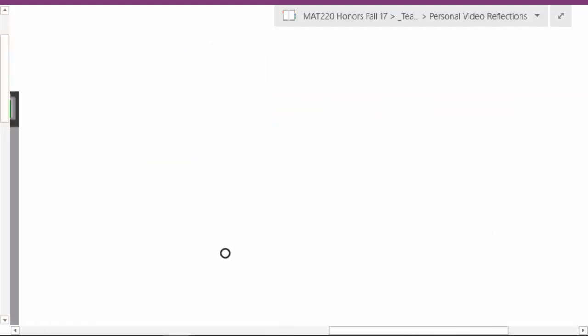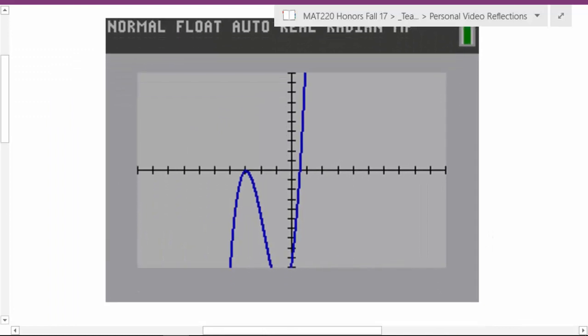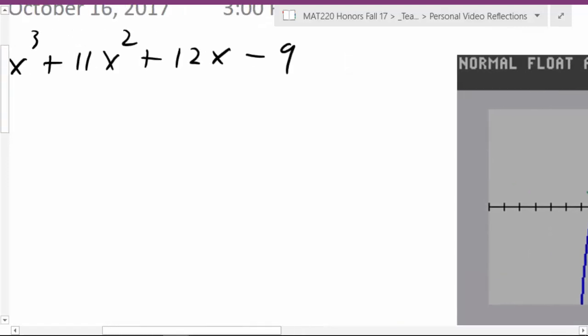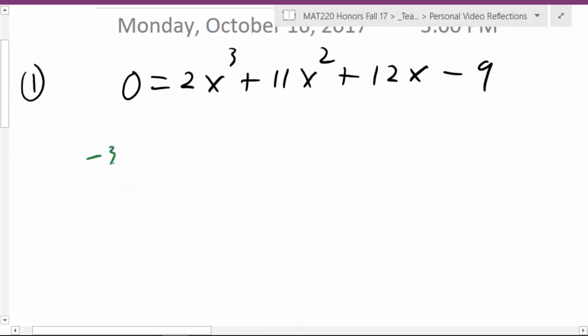So that graph that just came up, I've actually already made big right here. And what we're going to do is just look for hints. We're going to look for something we think might be a 0, and we're going to give it a try using synthetic division. So you will see here, it looks like my graph may pass through -3. So I'm going to go ahead and try synthetic division using the value of -3.